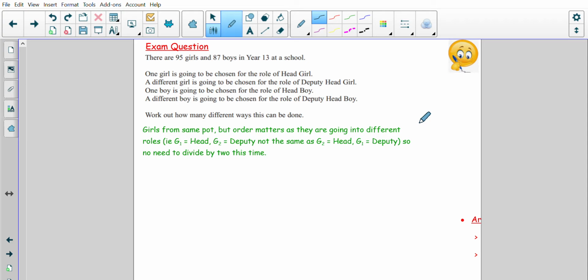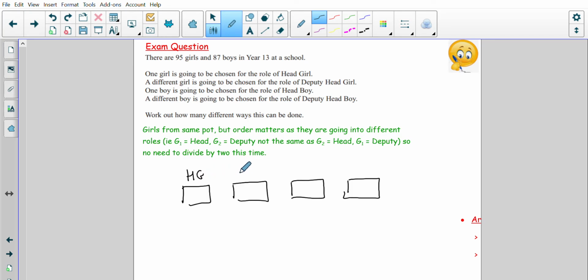Okay, so if we've got girl 1 is head girl and girl 2 is deputy, that's not the same as the other way around. Girl 2 is head and girl 1 is deputy. So we're not going to divide by 2 because we don't have any duplicates. When I do this question, I'm just going to draw some boxes because this is what we'll be doing leading into next lesson. It helps show you the positions that we're going into.